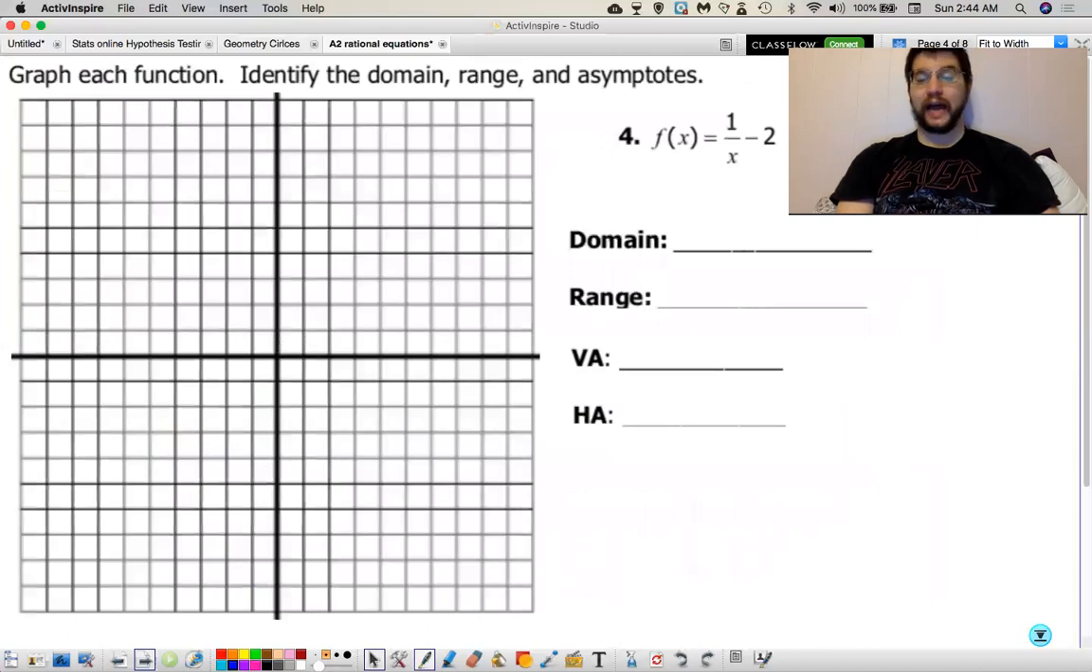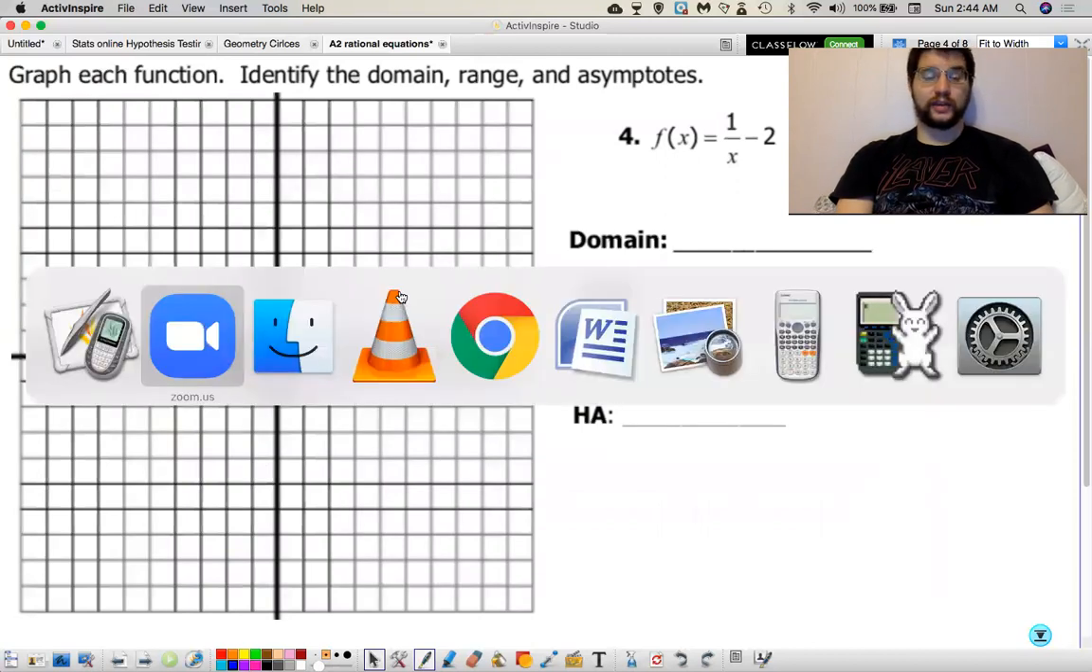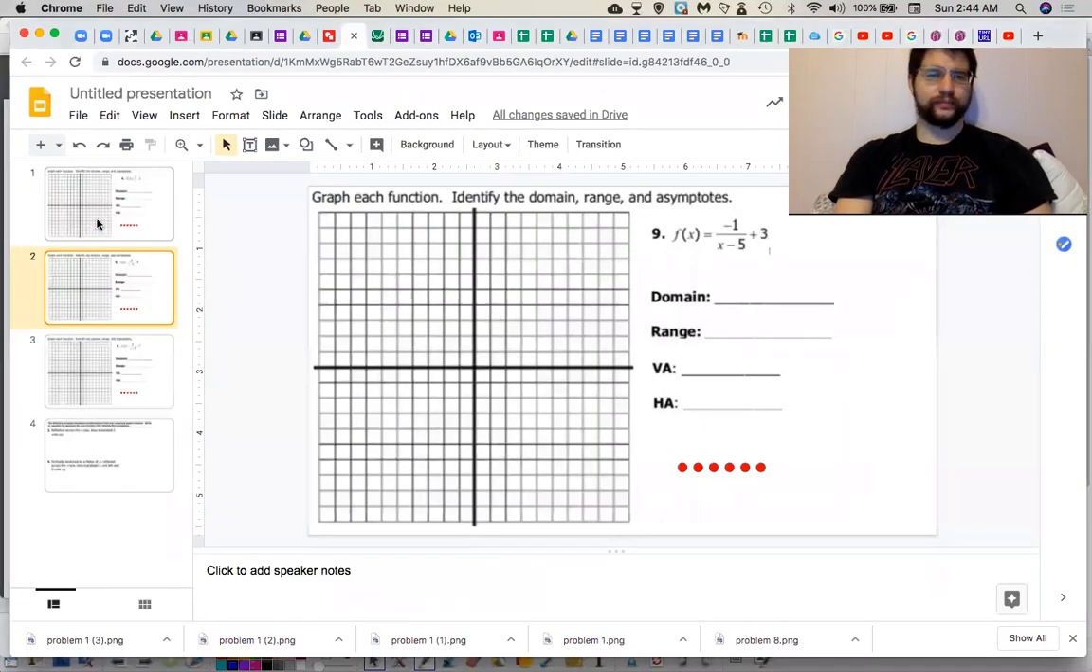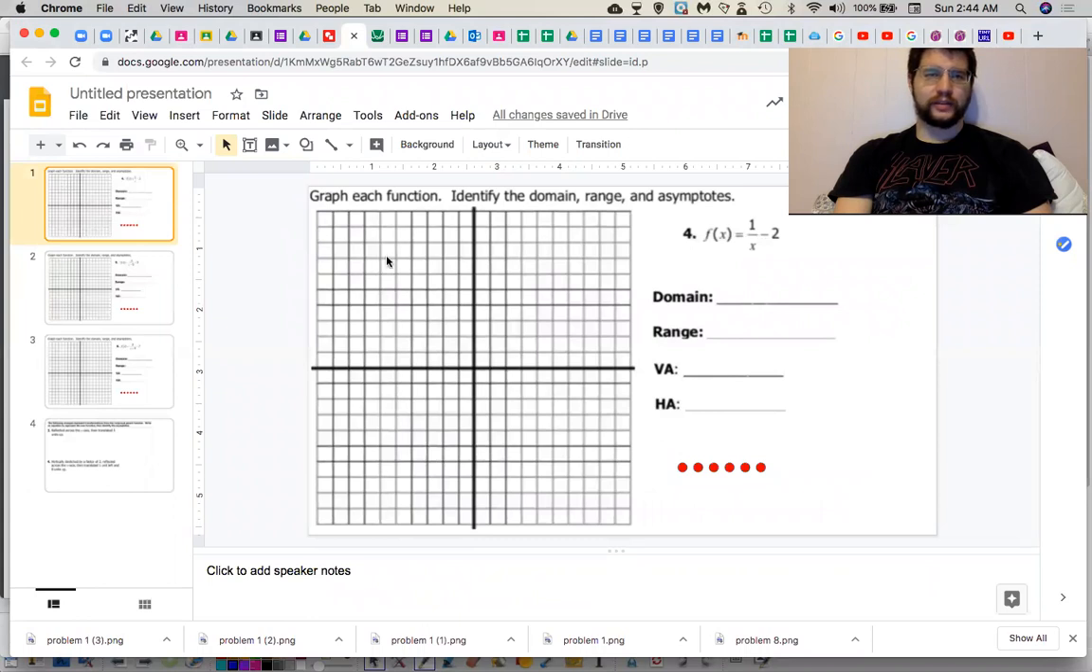So let me show you how you're going to be graphing these things, because obviously you're not going to write it on paper and email it to me or anything. So I've assigned you, well, I will be assigning you a Google slide. Here's what it's going to look like. We can open this up. It's going to have a name. It's not going to be untitled. And this is what it's going to look like.